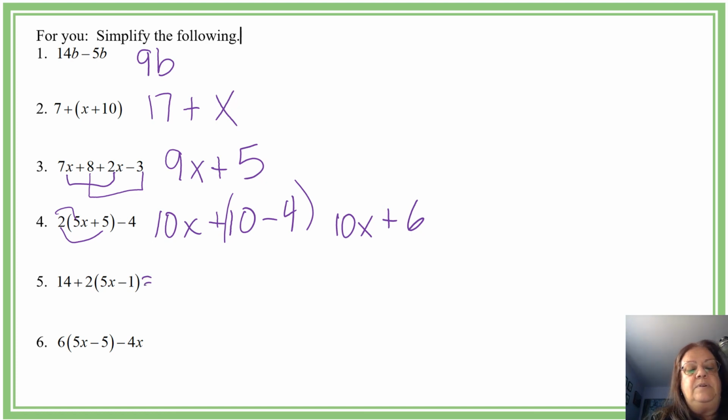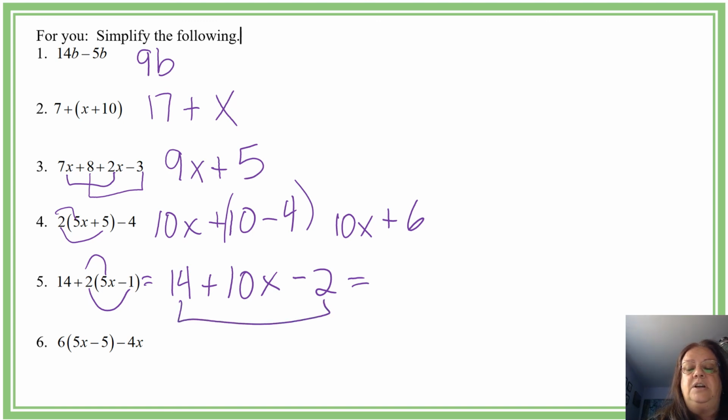All right, our next one is going to be 14 plus 2 times 5x is 10x. 2 times negative 1 is a negative 2, so I have minus 2. I'm going to combine my two constants. I have 12 plus 10x. All right, one more.